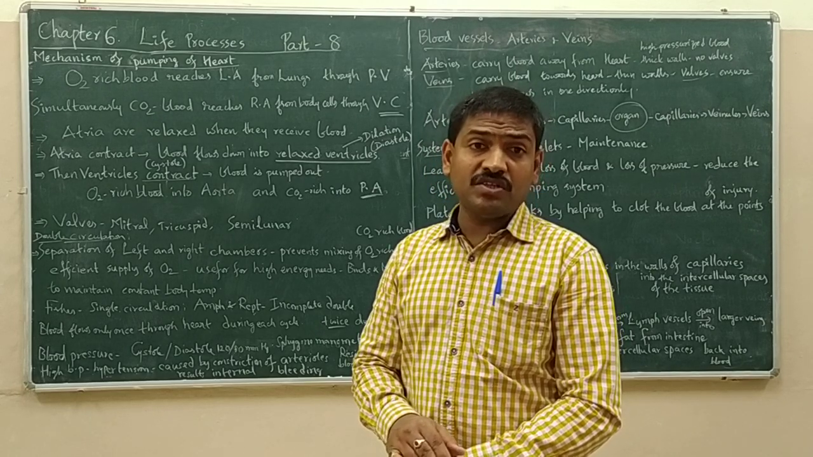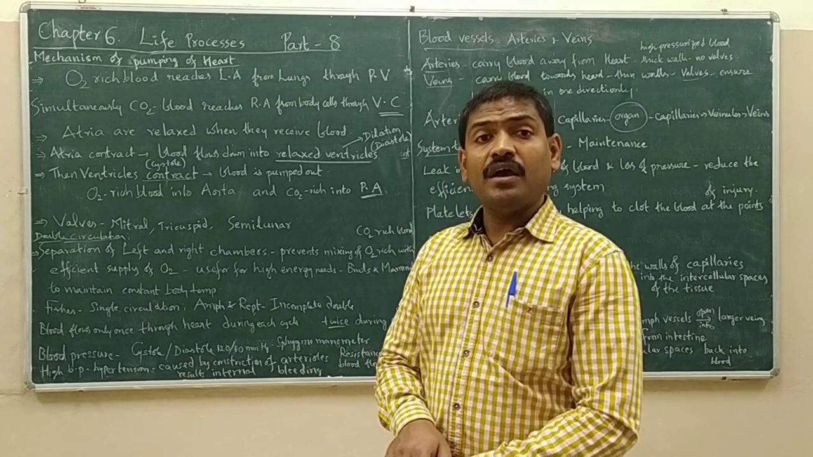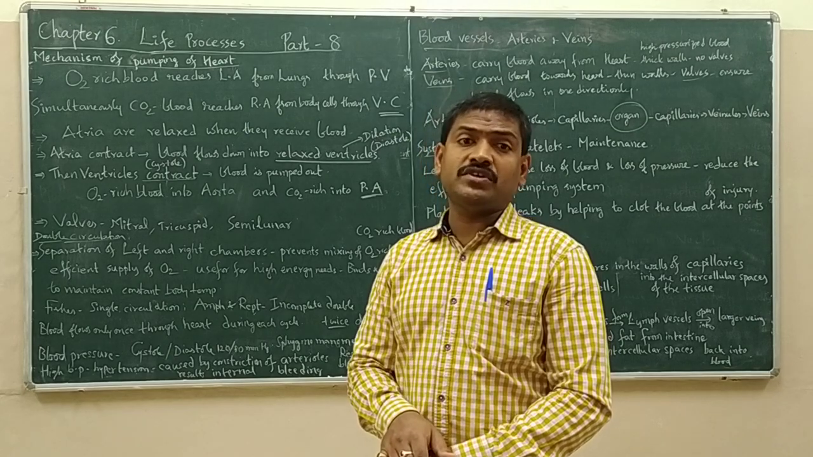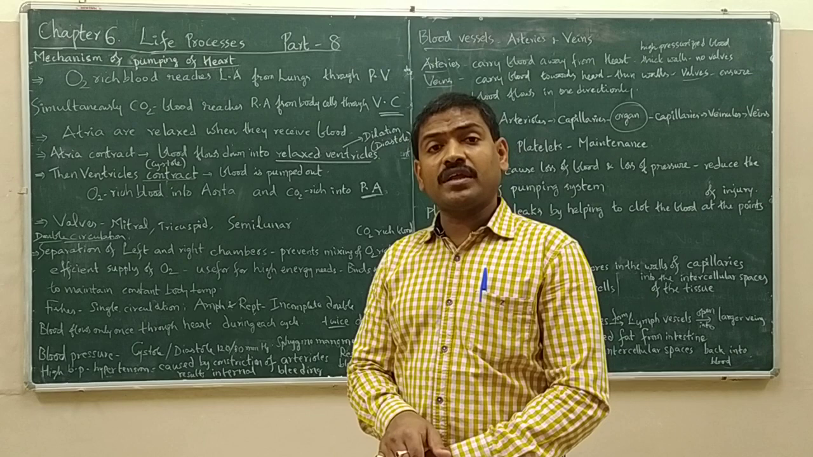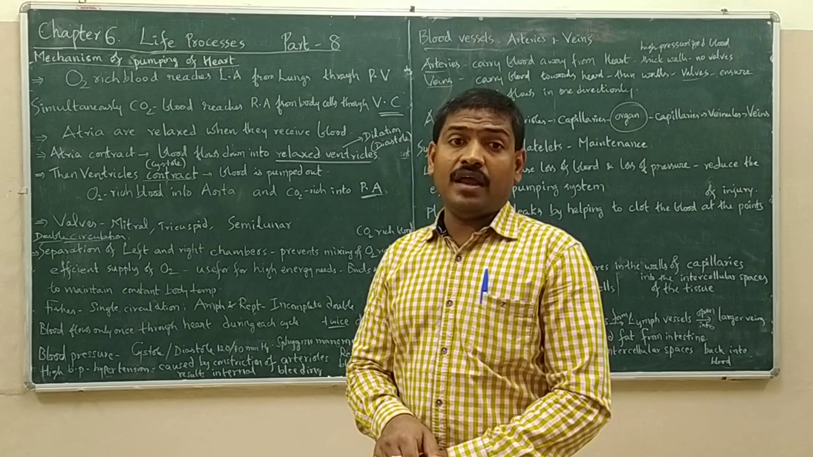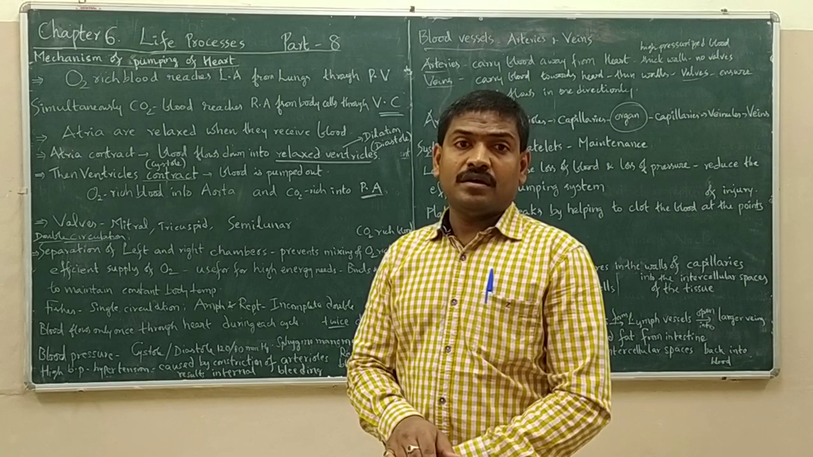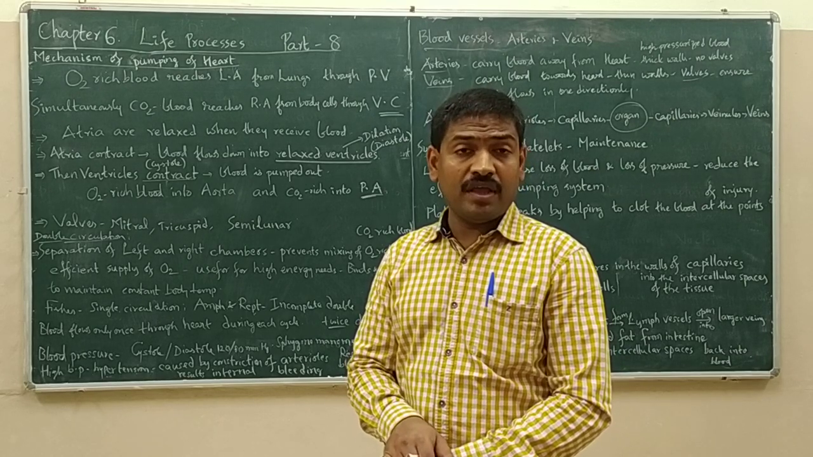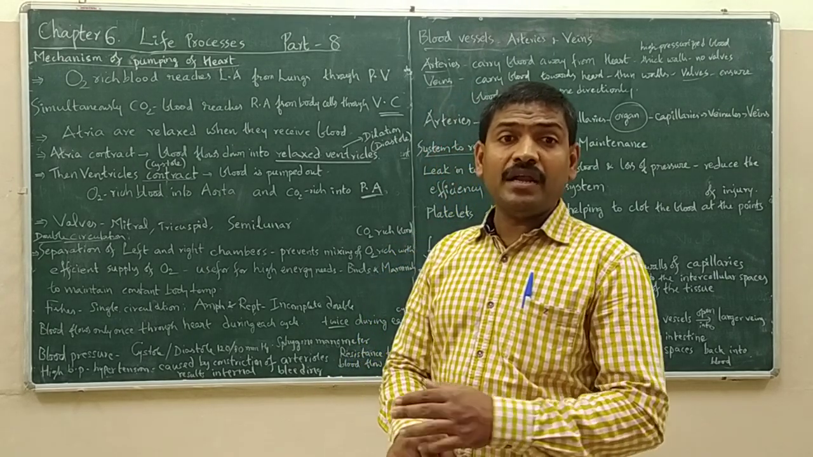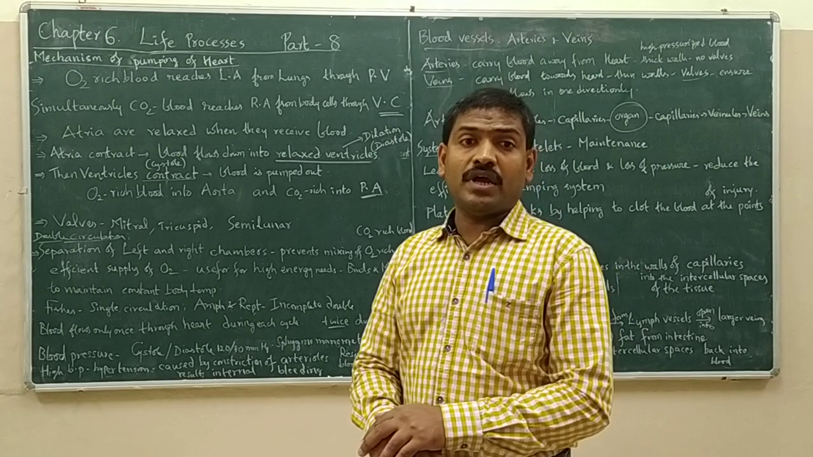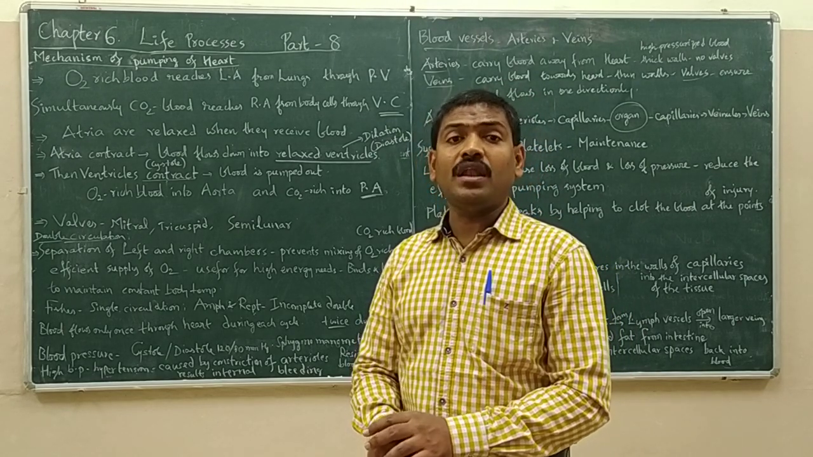But when the ventricles are contracting, the walls of the ventricles exert a sufficient amount of pressure because the walls of the ventricles are thick enough and the need to contract is very high. Why? Because if they are contracting sufficiently, then only the blood will be pumped out so that the blood reaches all parts of the body as well as the lungs.